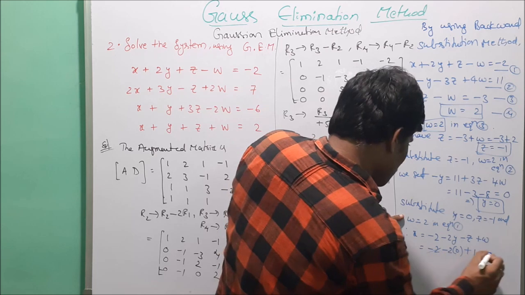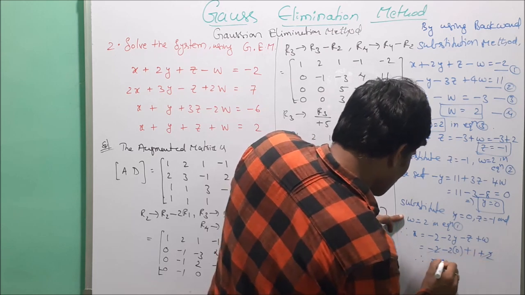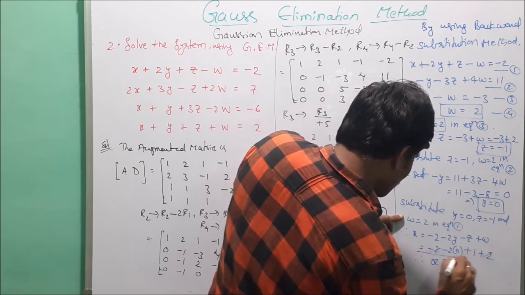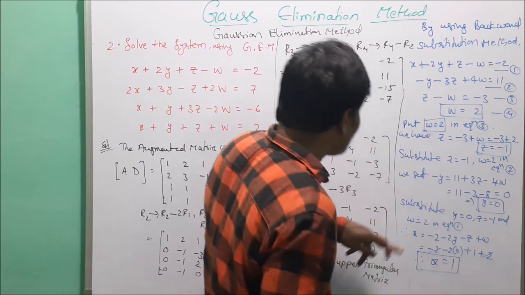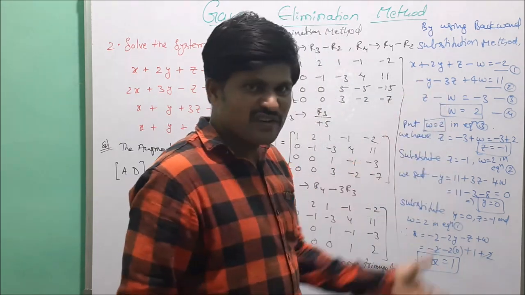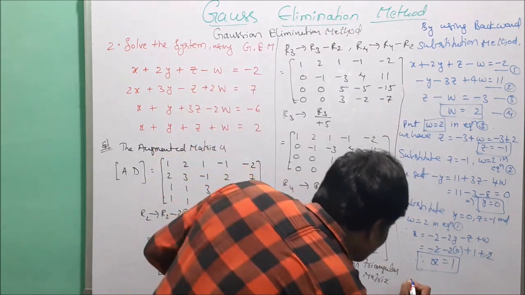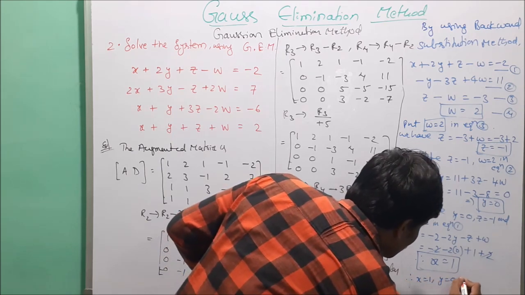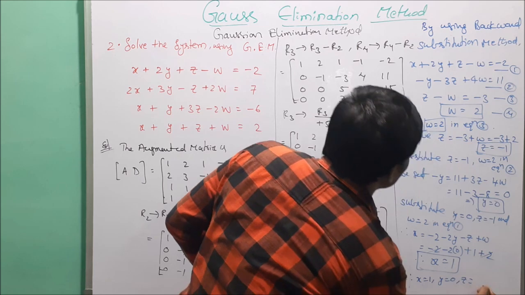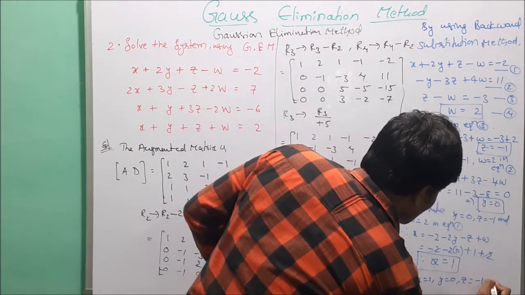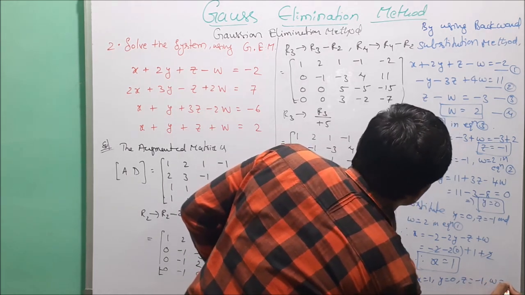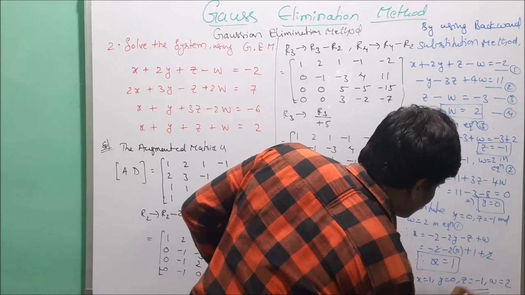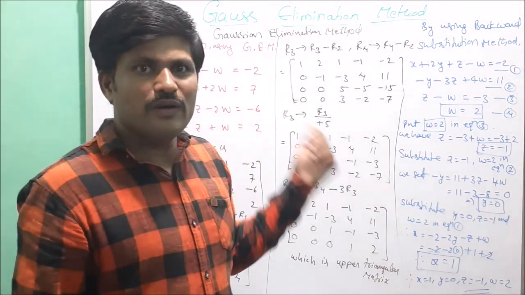Here minus 2 plus 2 cancel. Therefore x equals 1. So this is the value of x. Therefore the solution of the given system is x equals 1, y equals 0, z equals minus 1 and w equals 2. So this is the solution for the given problem.